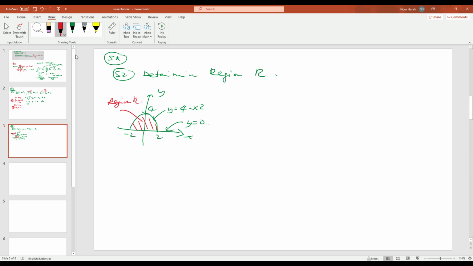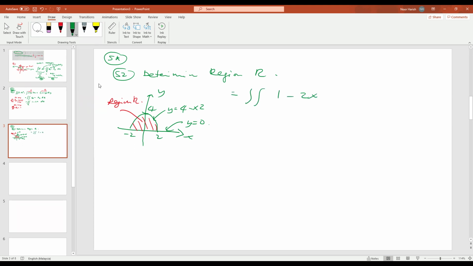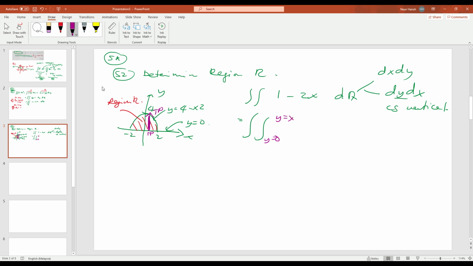Region R. Okay, so just now, double integral of 1 minus 2x dA. You have to decide the dA from the region: dx dy or dy dx. Okay, so we use the vertical cross section, meaning that the initial point will be on y equals 0, and the terminal point will be on y equals x squared. So for 1 minus 2x, we choose dy dx.